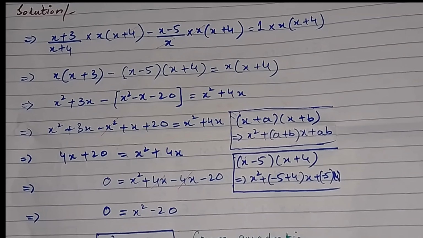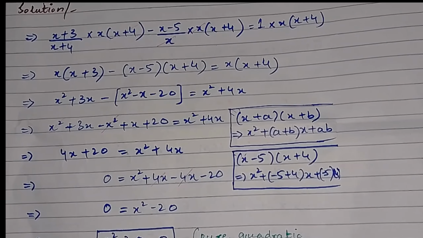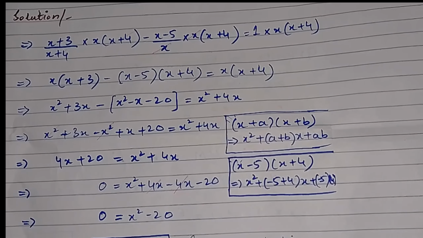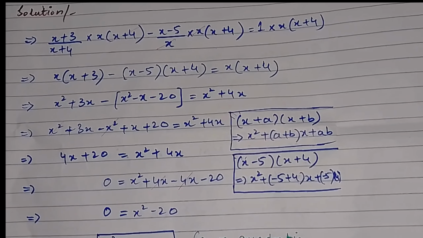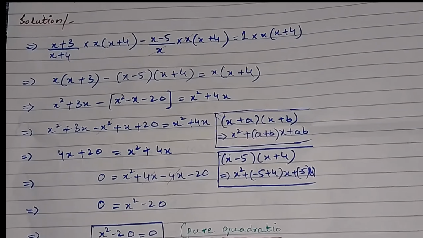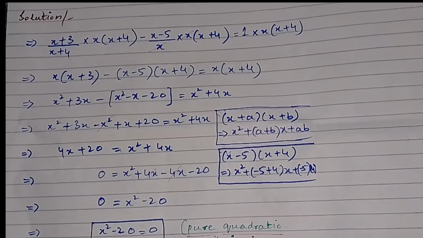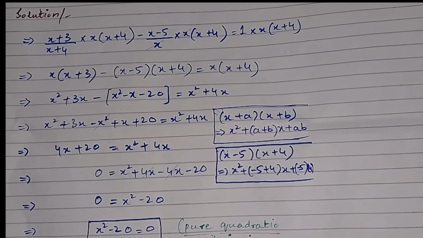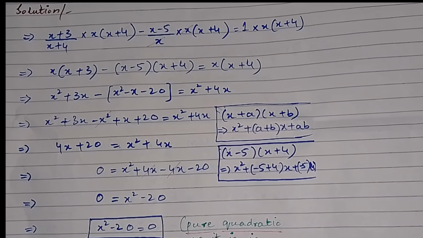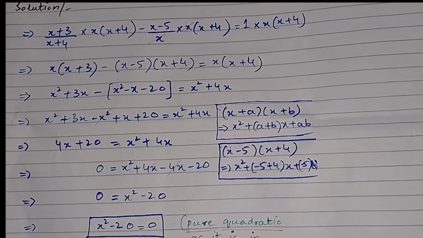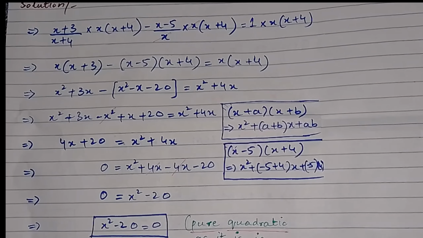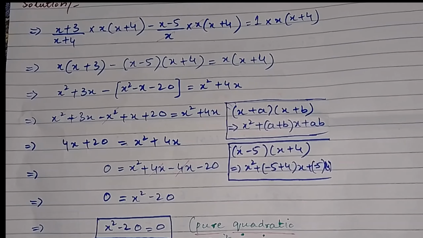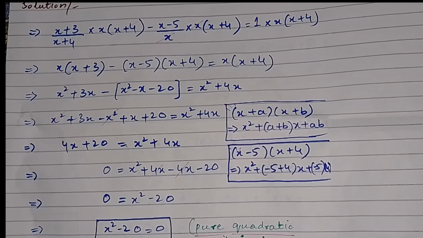In the next step, x square plus 3x will remain as it is. Then you will multiply minus with the whole expression, it becomes minus x square plus x plus 20. On the other side, the same terms will remain. Now you can see x square will cancel with minus x square, 3x will add with x, it becomes 4x, and 20 will remain the same. Now you can easily equate the equation by taking all the terms on the other side. 4x will be cancelled with minus 4x, it becomes x square minus 20 is equal to 0.